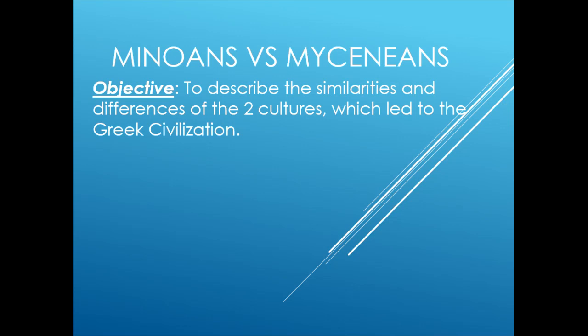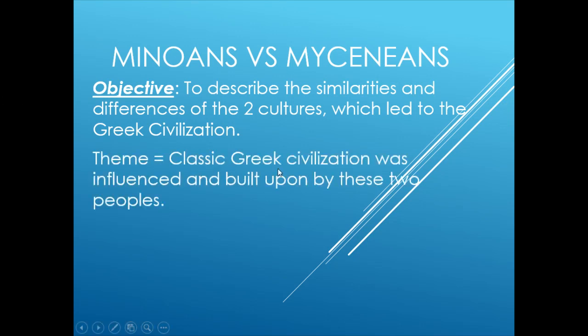So here's a theme I want you to write down. Classical Greek civilization was influenced and built upon by these two peoples. Okay? Themes are very important, like objectives, because they are also going to help guide our study of these people. So make sure you get this theme down. Classical Greek civilization was influenced and built upon by these. Okay, remember, folks, if I'm going too fast for you, pause the video anytime to finish writing down.